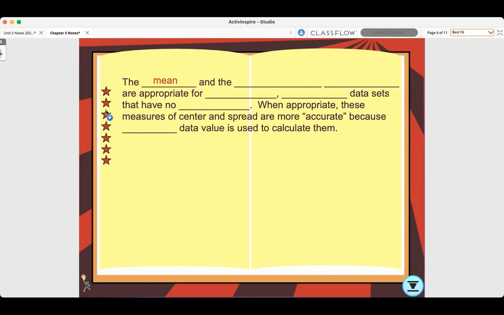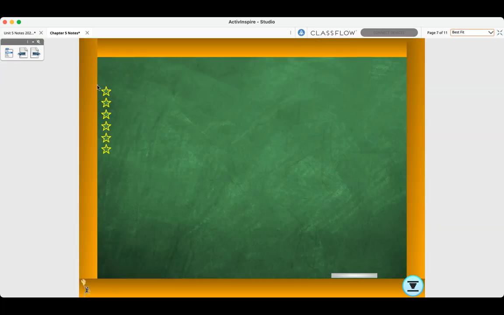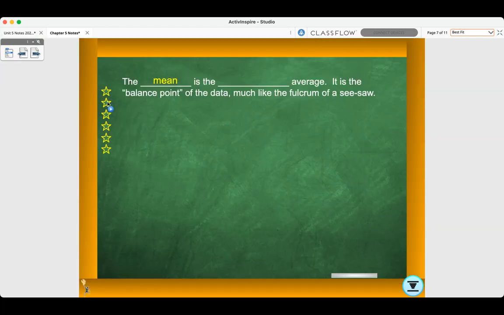The mean and the standard deviation are appropriate for symmetric unimodal data sets that have no outliers. When appropriate, these measures of center and spread are more accurate because every data value is used to calculate them. The mean is the arithmetic average. It is the balance point of the data, much like the fulcrum of a seesaw.